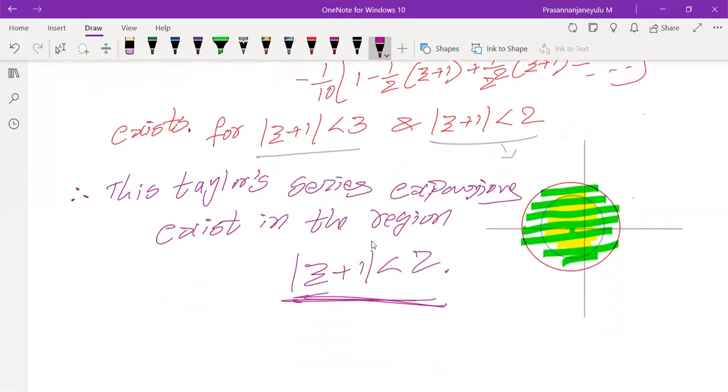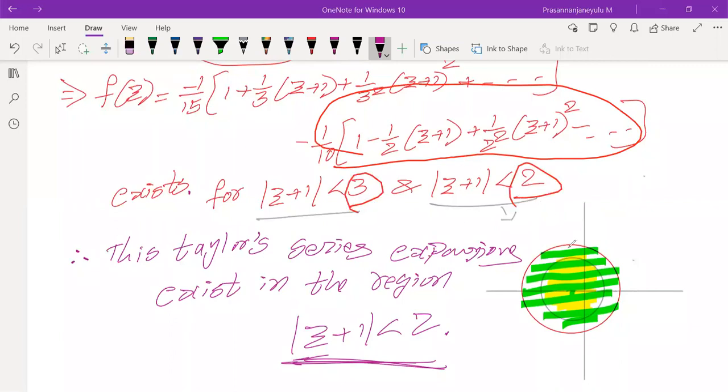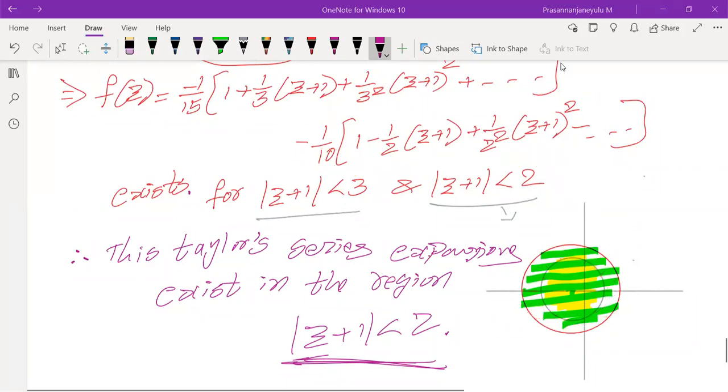If I take less than 3, then what is going to happen is the second term expansion will exist. Yes or no? No. In between 2 and 3, that means in this middle part, the second term expansion will not exist. Because of that reason, we have to always take the intersection part. So this is the Taylor series expansion.